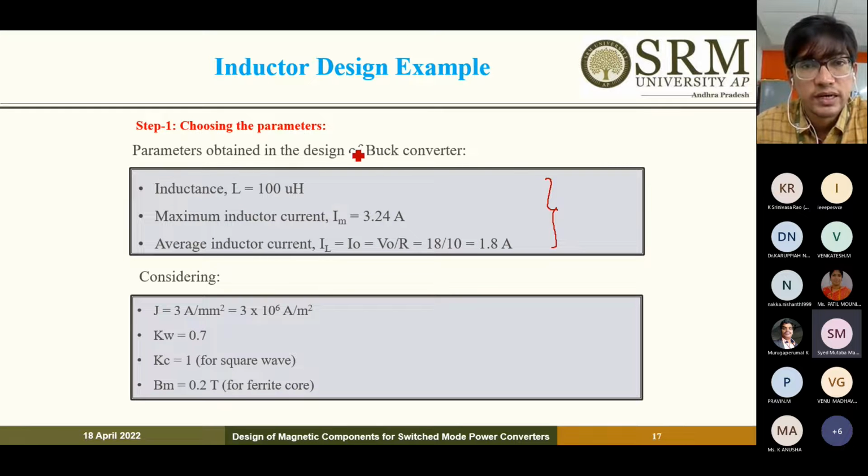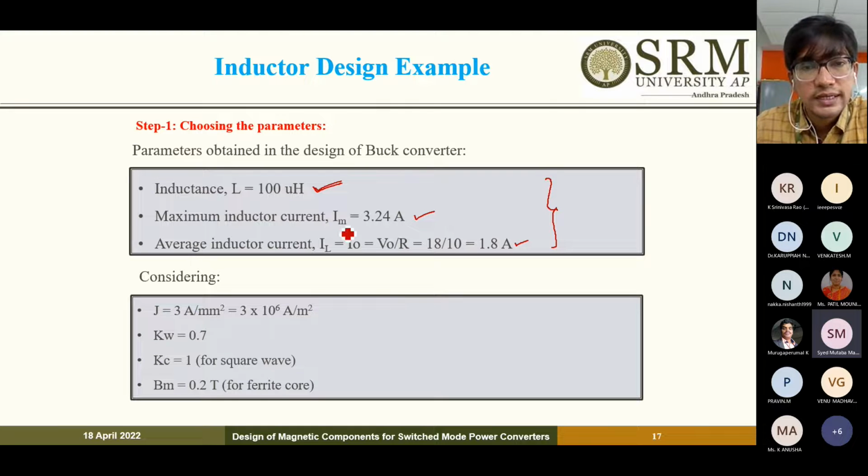So from the design of a buck converter, I am assuming these things. L will be equal to 100 microhenry. The maximum inductor current will be 3.24, that is, the maximum current flowing through the inductor will be 3.24 amperes. The average current will be 1.8 amperes. So these are the parameters.